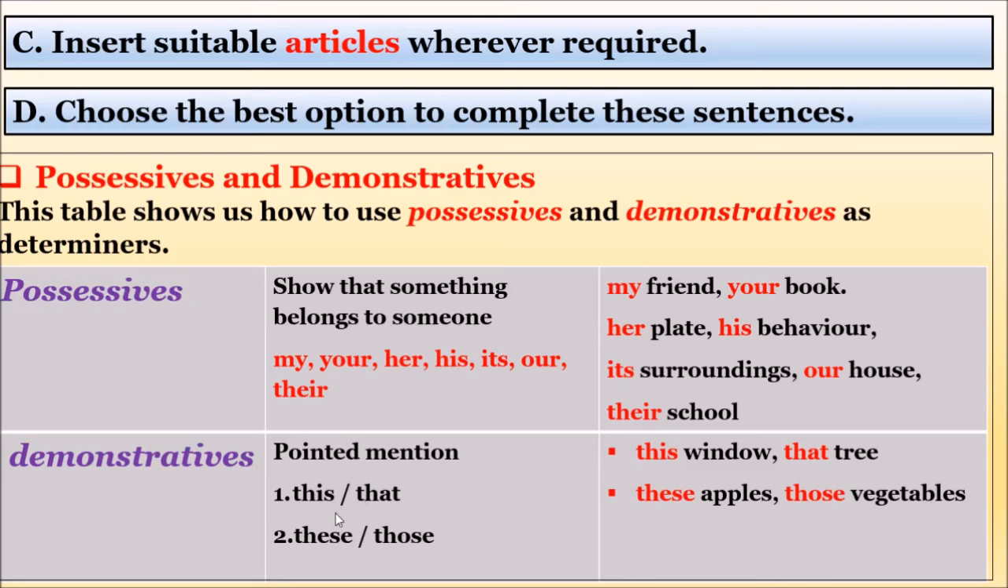Okay guys, this and these two are used to refer to a person or a thing which is nearer to us. This is used for a singular noun which is near to us. These is used for a plural noun which are near to us. That and those are used to refer to a person or thing which is far away from us. That is used for a singular noun which is far away from us, and those is used with a plural noun which is far away from us. And the examples are this window, that tree, these apples, those vegetables. So I think you have understood the basic hints of possessives and demonstratives.